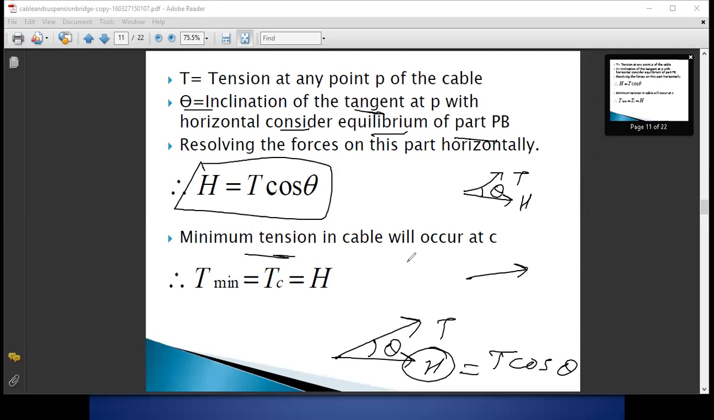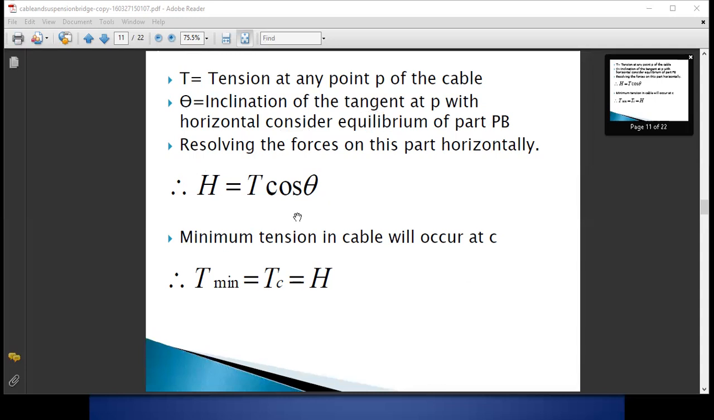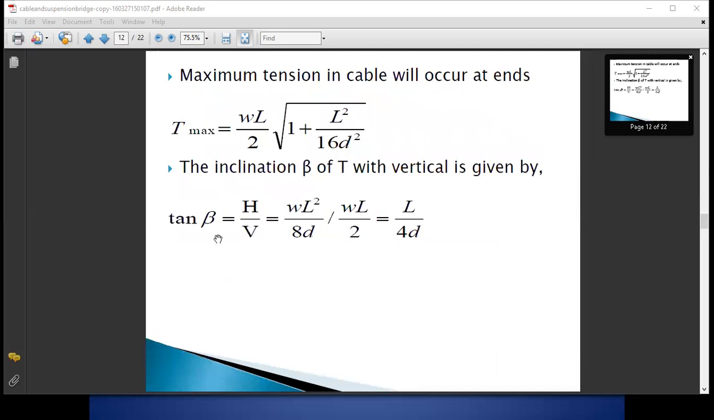So the minimum tension in the cable will occur at C, that is, T minimum at C is equal to H. At this point, that is C, the minimum tension in the cable occurs, so it's nothing but your T minimum, that is your H. And the maximum tension will occur at the supports or at the ends, where the pillars or the towers are. This value we have already calculated: T max is nothing but square root of H square plus V square.